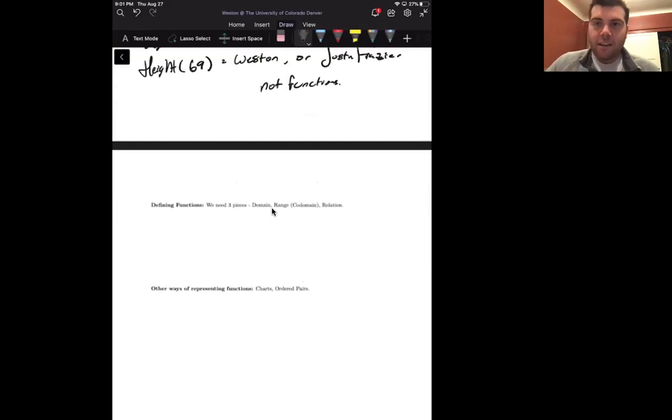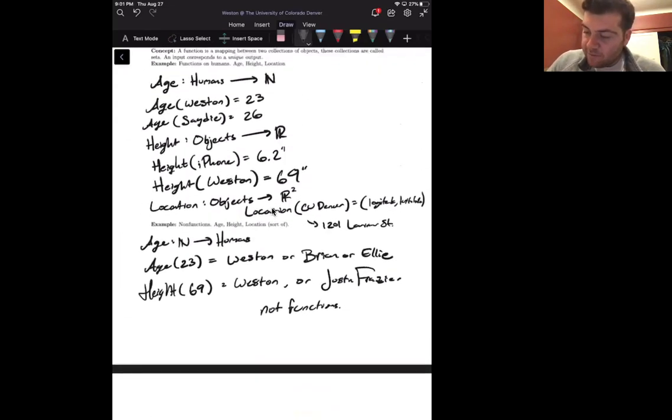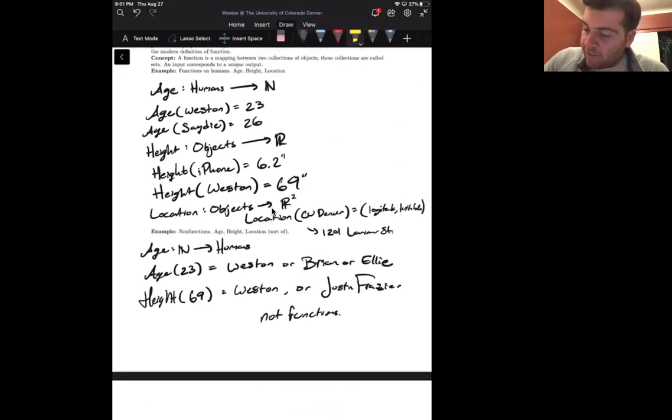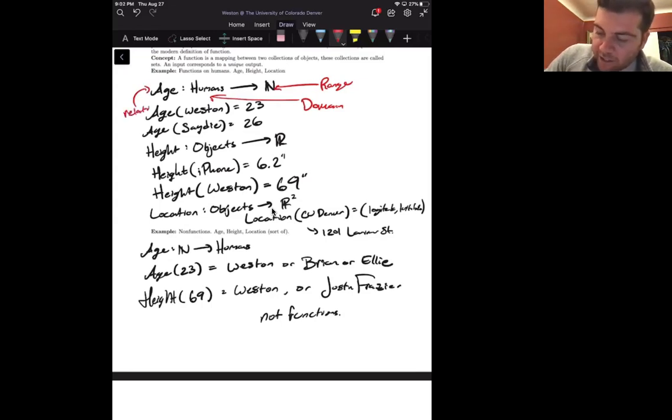So to define functions, we need three pieces. We need the domain, we need the range, also sometimes known as the codomain, and we need a relation. So typically we can write a function as we did above, where in this case, we have that humans are a domain. The numbers are a range. And then implicitly, age is telling us the relation.